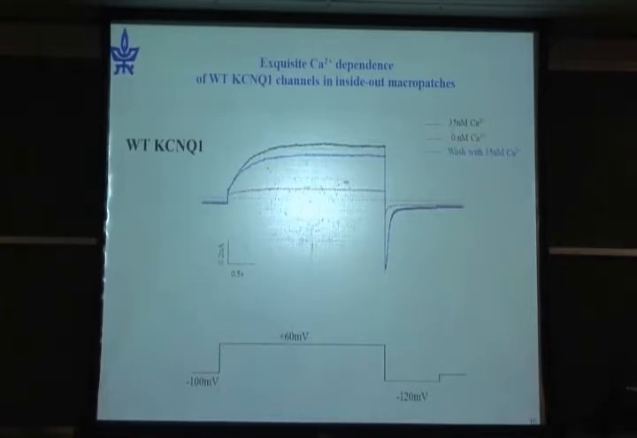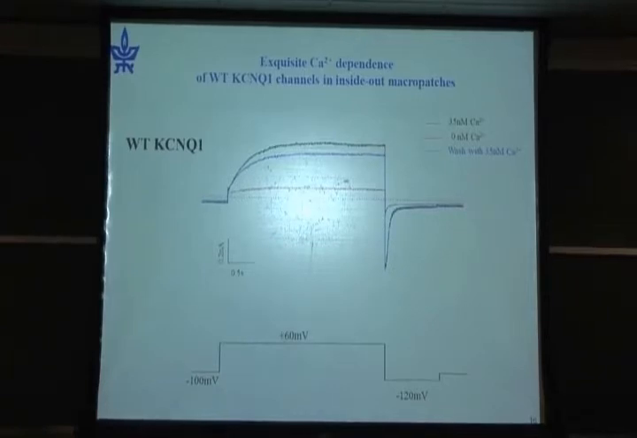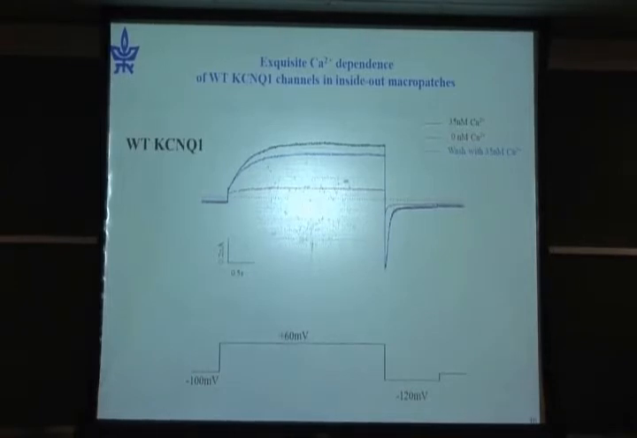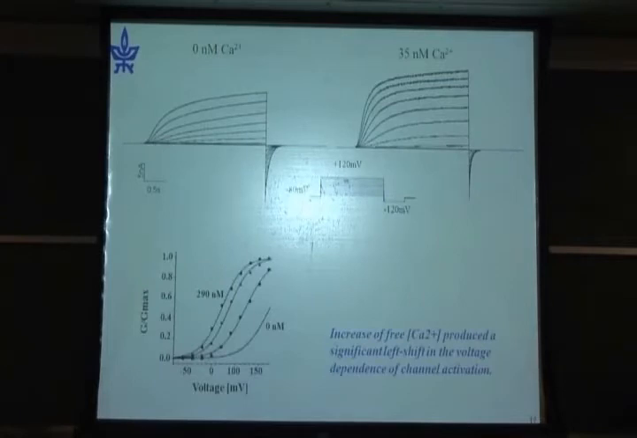And to our surprise, we found that this is the control trace. So we step from the holding potential of minus 100 to plus 60 millivolts, and we found that there is an increase in the amplitude of the current when you increase the intracellular free calcium. And you need only a few tens of nanomolar calcium concentration. So it's very, very sensitive to increases in intracellular free calcium.